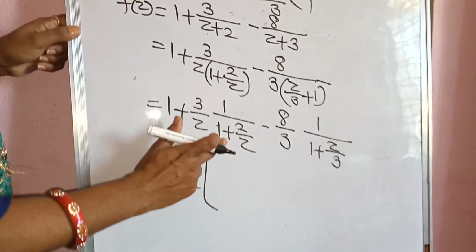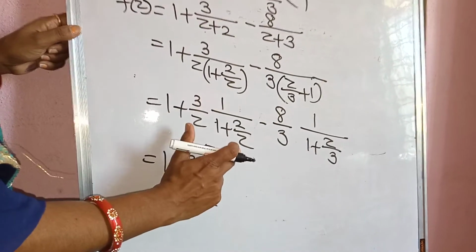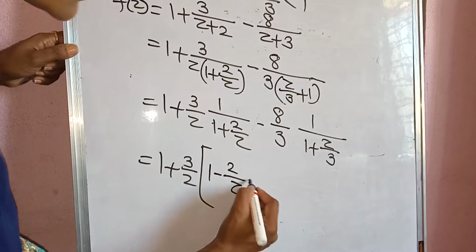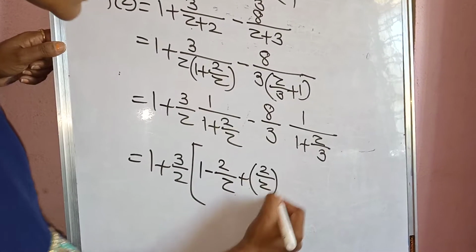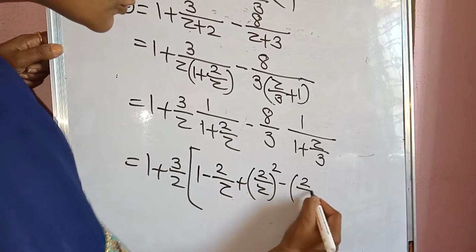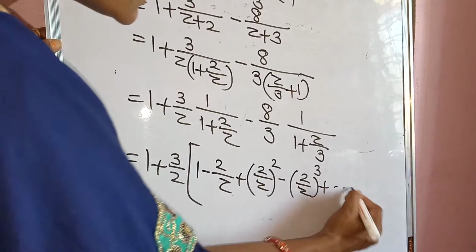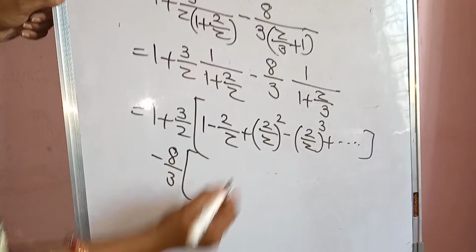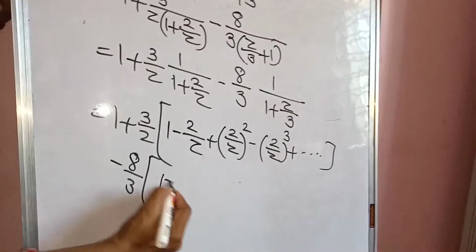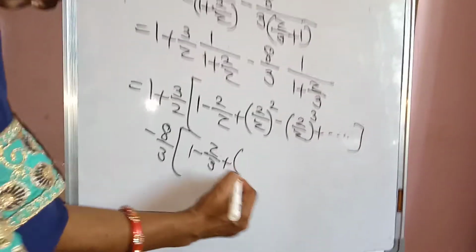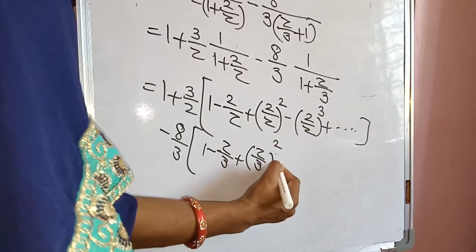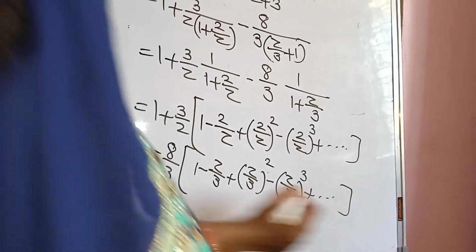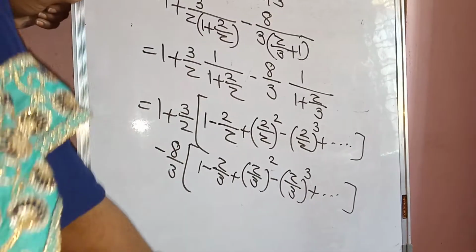Now I will expand these functions using 1 by (1 plus x). The alternating series will be 1 minus 2 by z plus (2 by z) whole square minus (2 by z) whole cube plus so on up to infinity, and minus 8 by 3 into the bracket, which I expand as 1 minus z by 3 plus (z by 3) whole square minus (z by 3) whole cube plus so on up to infinity. Now I will simplify the terms.